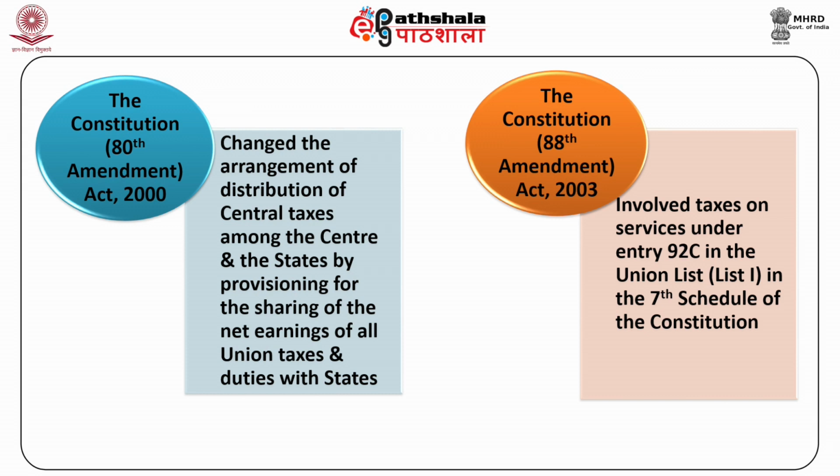This amendment changed the arrangement of distribution of central taxes among the center and the states by provisioning for the sharing of the net earnings of all union taxes and duties with the states. Still further, the Constitution, that is the 88th Amendment Act 2003, has included taxes on services under entry 92C in the union list, that is the list 1, in the 7th schedule of the Constitution.